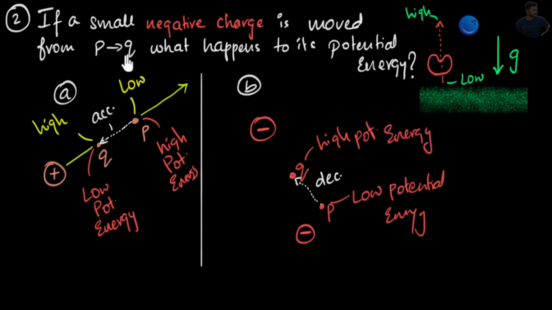And so what's the answer? What happens to its potential energy as it goes from here to here? It increases this time. And again, just like before, if I asked you what happens to the electric potential as you go from here to here, then you have to think from a positive charge's perspective, because positive is our standard. Then it will be the other way around.